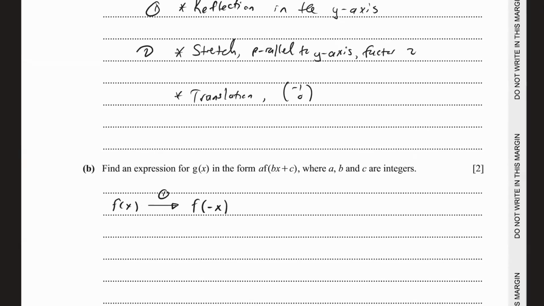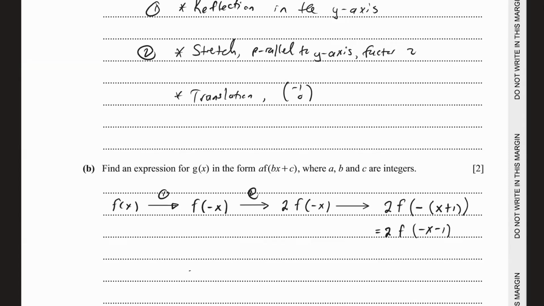Then the second transformation was a stretch parallel to the y-axis. So that's number 2, vector 2. So it's 2 of f of negative x. The third one is a translation negative 1, 0. So it's 2f of negative x plus 1, basically, which then gives us 2 of f of minus x minus 1, right?